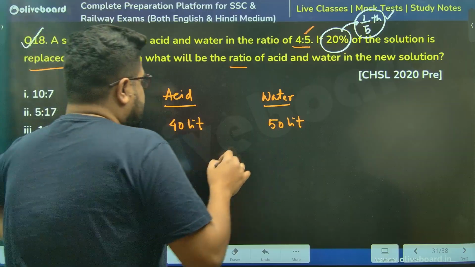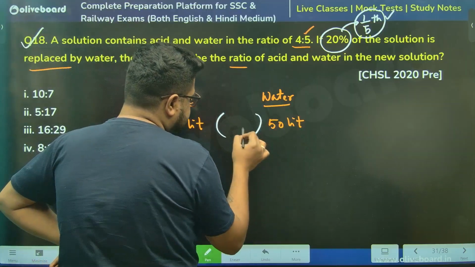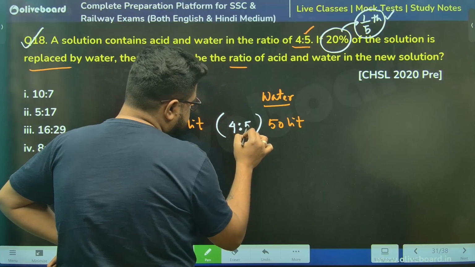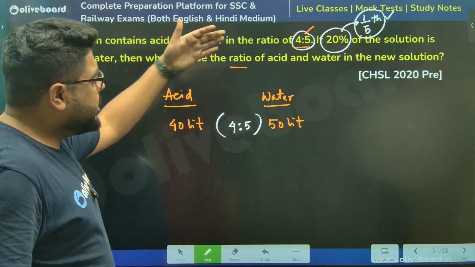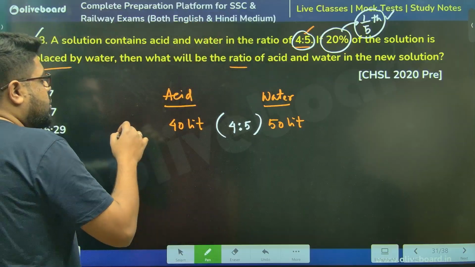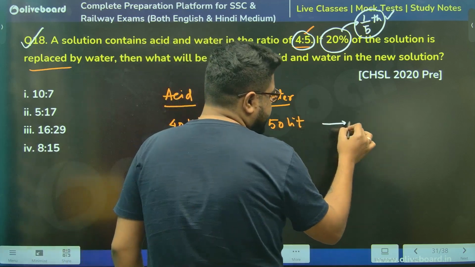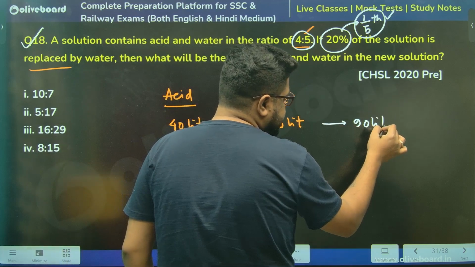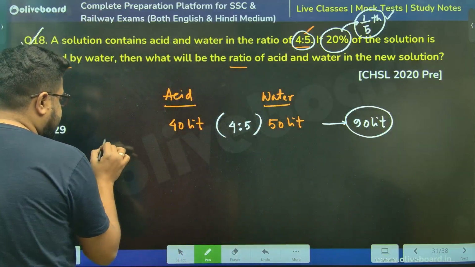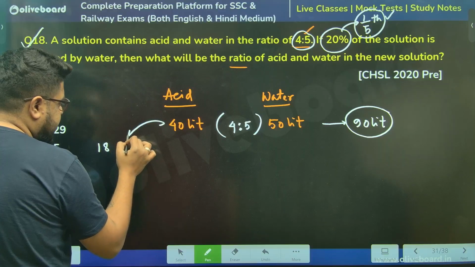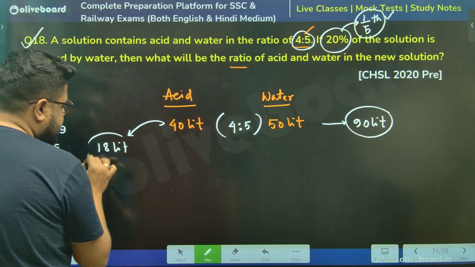Achha, sir. So that means the ratio that we are getting is 4:5, sir. Or rather, it is given. I don't need to write it. 20% of the solution, total solution is how much, sir? 50 plus 40, that is 90 liters. 20% of this is 18 liters. So I will take out 18 liters.